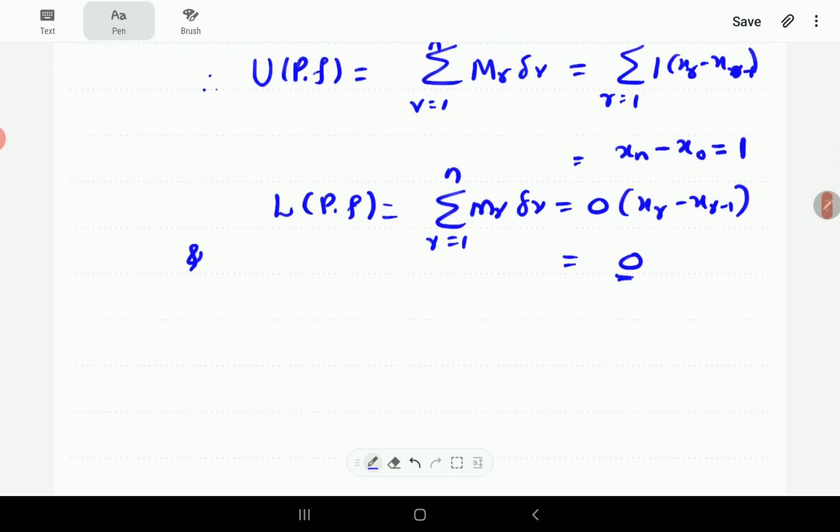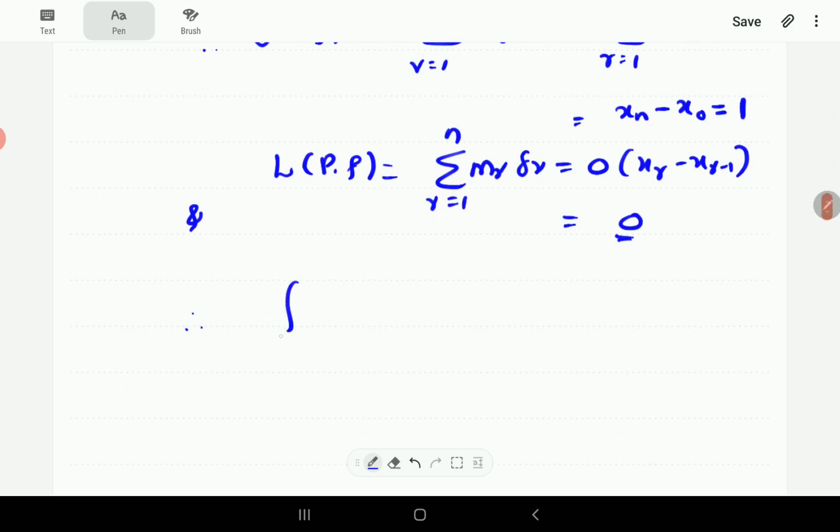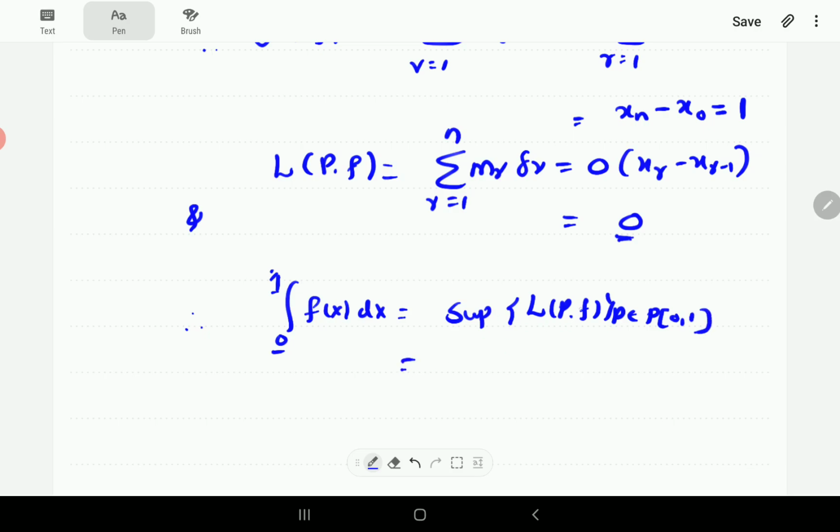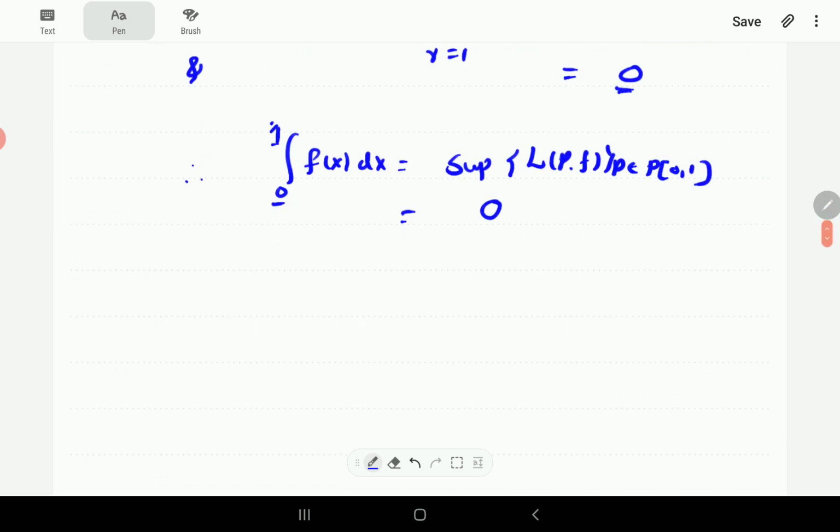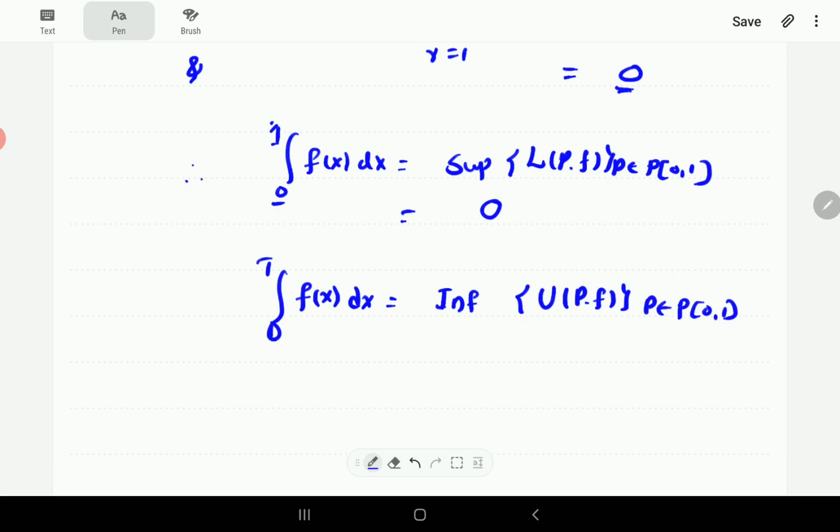Therefore let us take the lower integral from 0 to 1 of f of x dx. This is equal to the supremum of the lower Darboux sum over the partitions of 0 to 1. Since the lower Darboux sum is 0, it is 0 here. Now again, the upper integral from 0 to 1 of f of x dx is the infimum of the upper Darboux sums over the partitions P of 0 to 1. The upper sum is 1, so this is equal to 1 here.